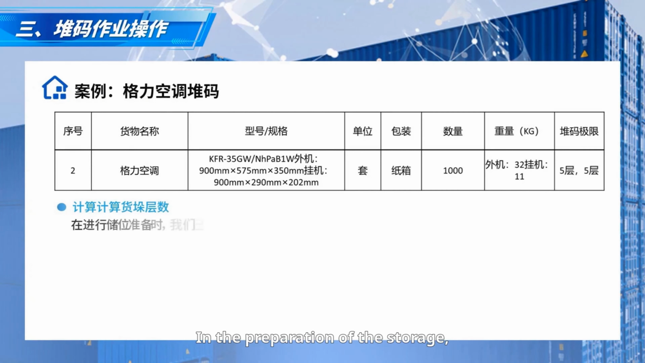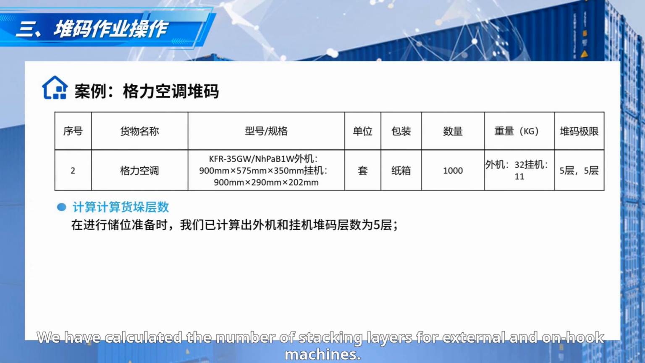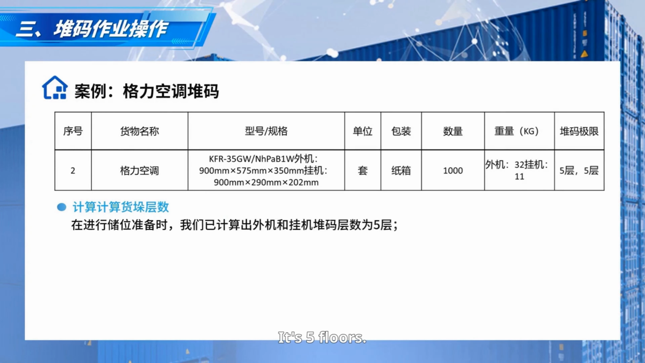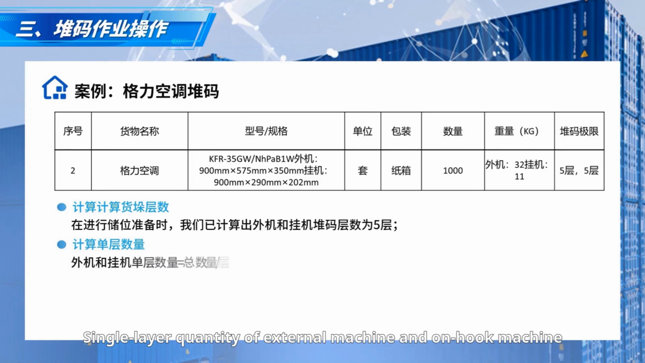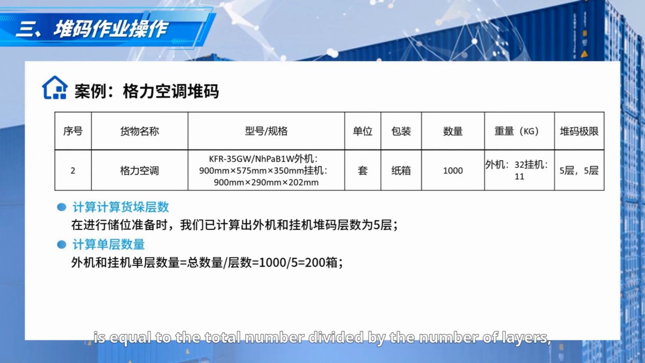In the first step, let's calculate the number of layers of the stack. In the preparation of the storage, we have calculated the number of stacking layers for external and on-hook machines. It's 5 floors. In the second step, let's calculate the number of single layers. Single layer quantity of external machine and on-hook machine is equal to the total number divided by the number of layers. Then we got 200 boxes respectively.